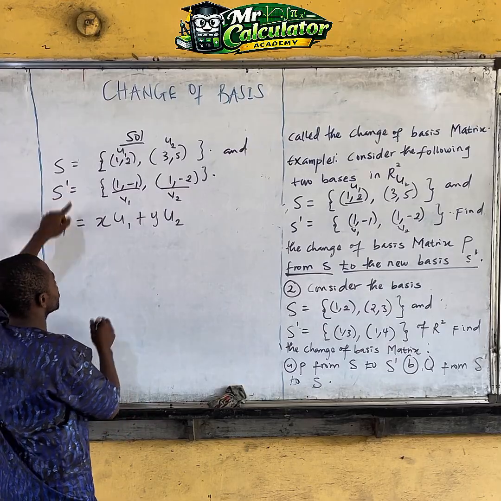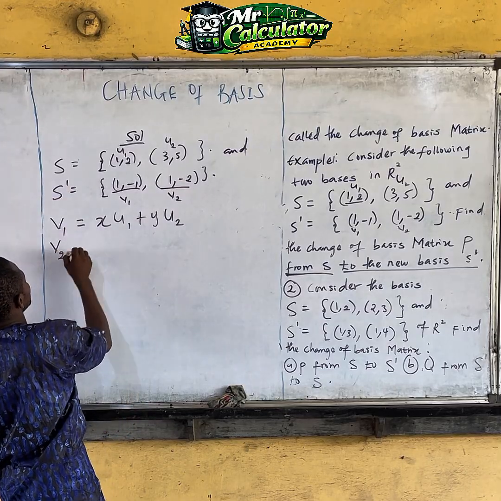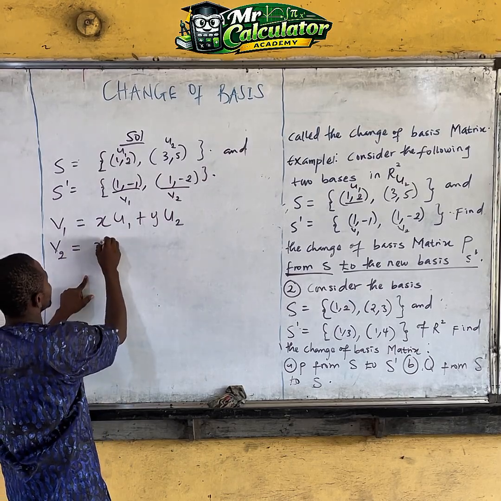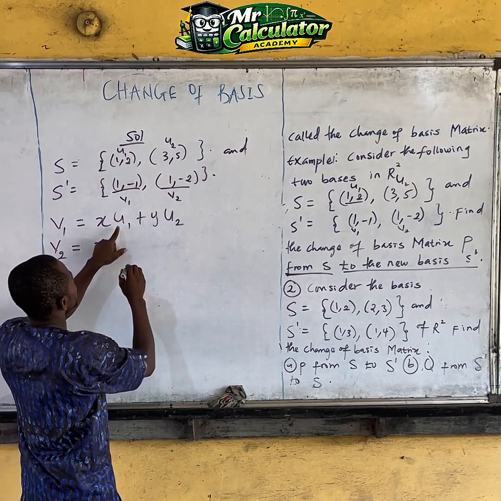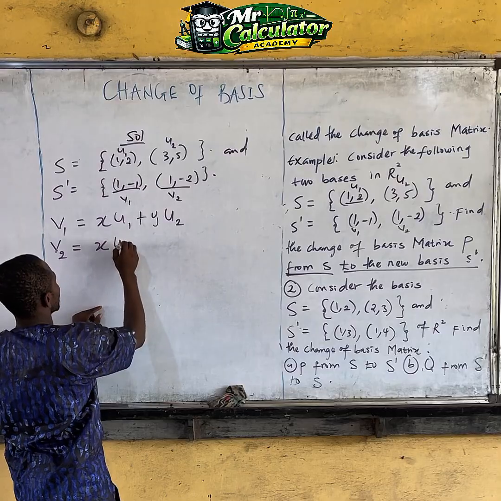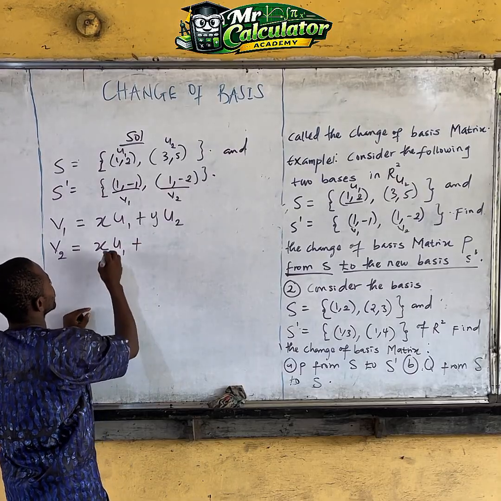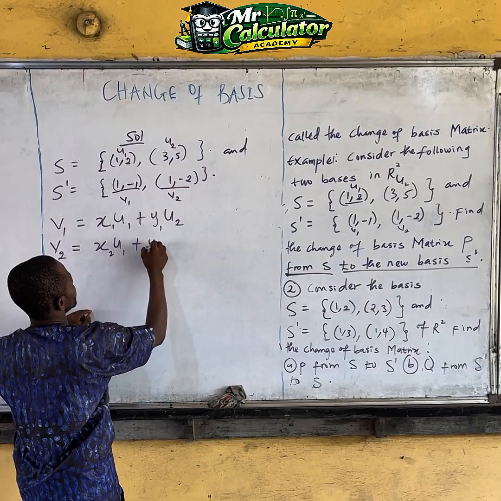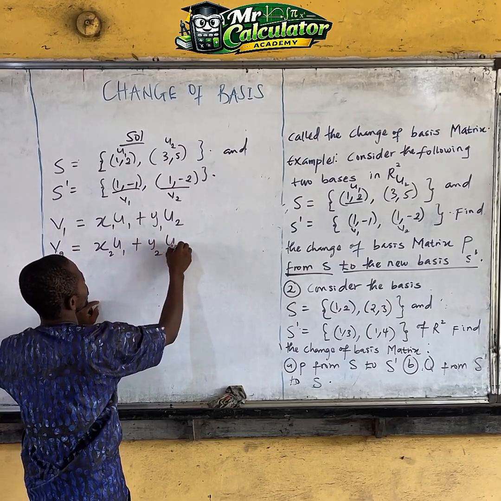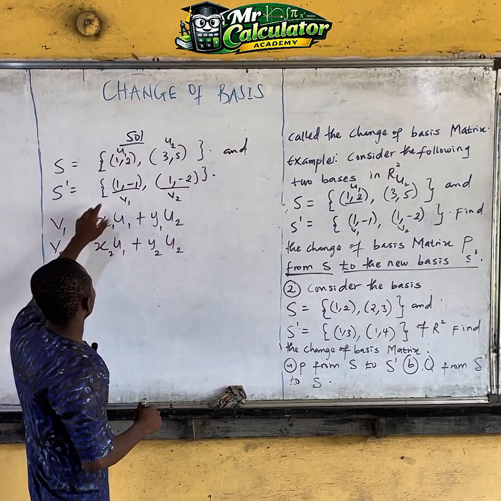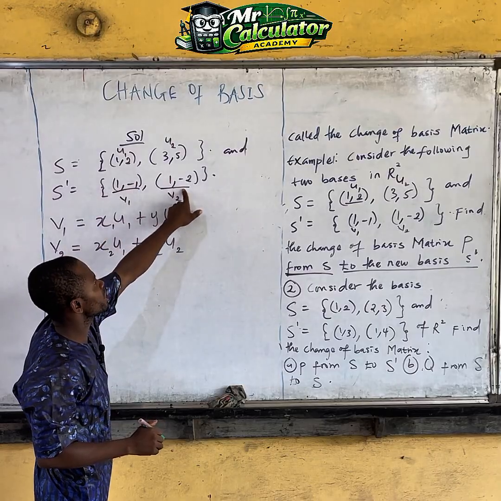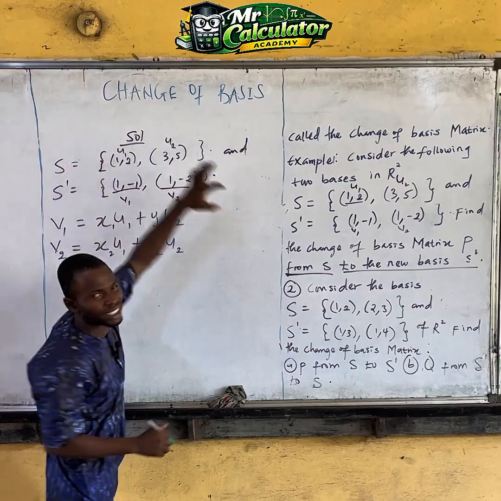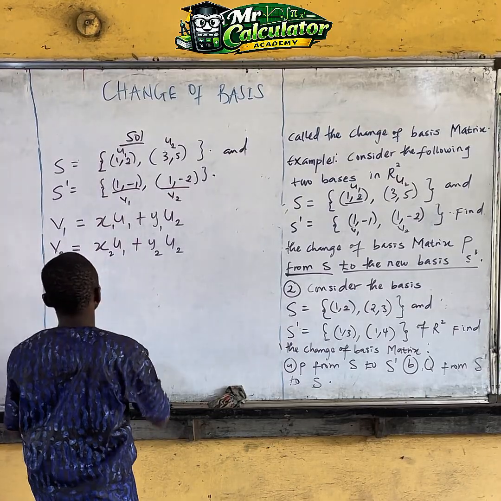And at the same time, V2 is equal to X1 U1 plus Y2 U2, where we can say this is X2 and this is Y2. This means we have also written V2, which is a basis of S prime, as a linear combination of the basis of S. So from here, I can now continue my solving.